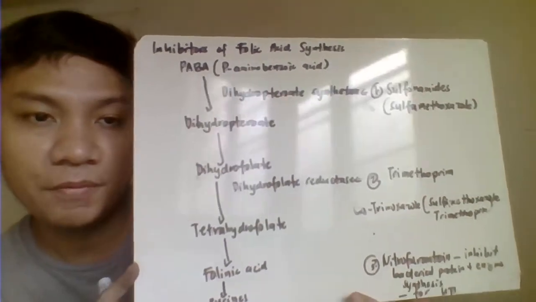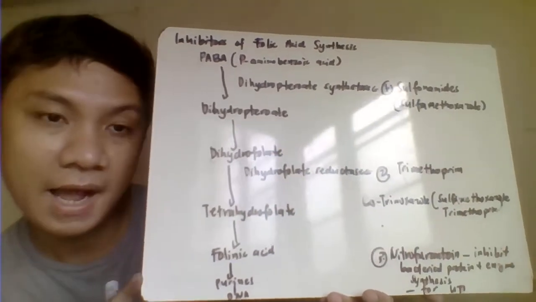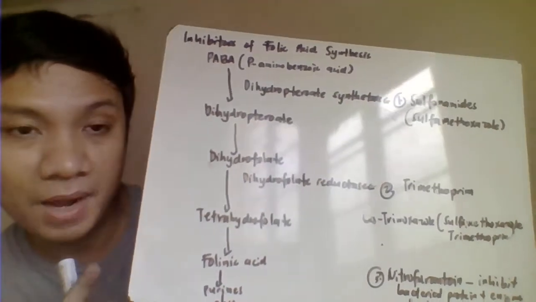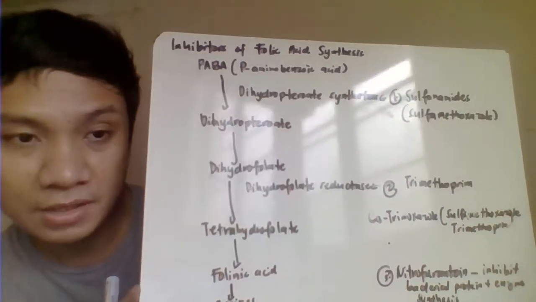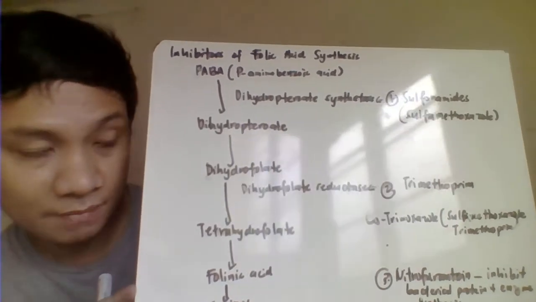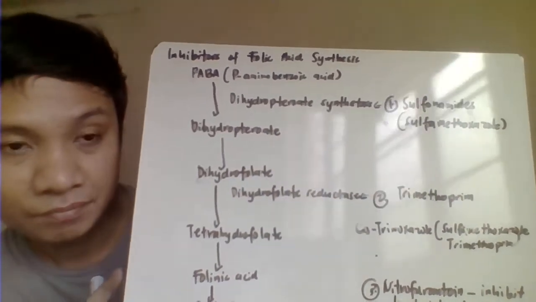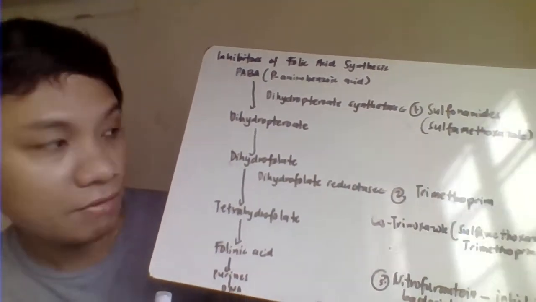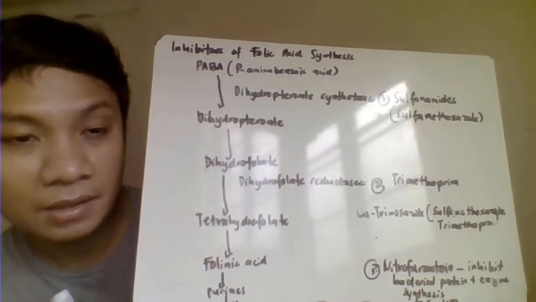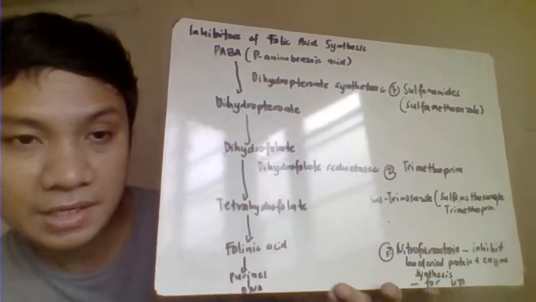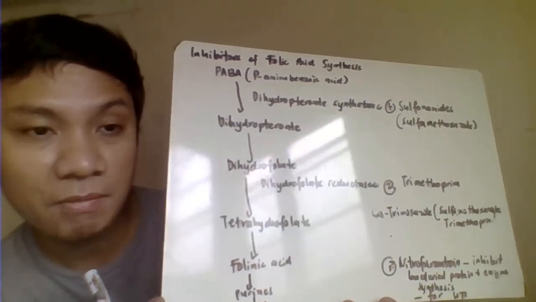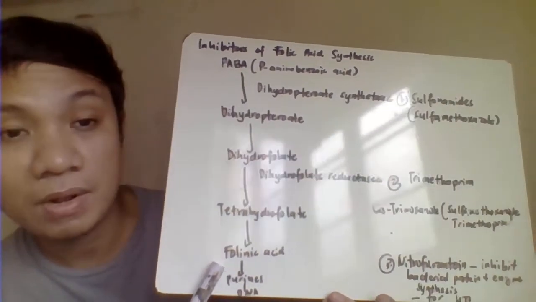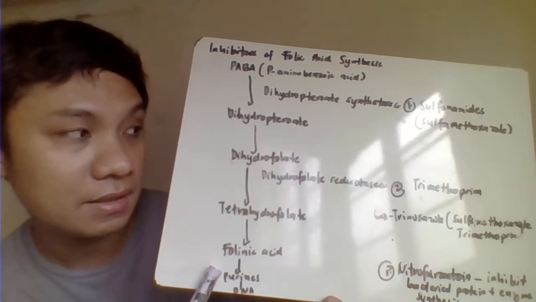Okay, then we have here the group of antibiotics that try to inhibit your folic acid synthesis. So we have here the steps in your folic acid synthesis. We start with your PABA or para-aminobenzoic acid converted to your dihydropteroate by the enzyme dihydropteroate synthetase. Then we have dihydropteroate converted to your dihydrofolate. Then dihydrofolate is further converted to your tetrahydrofolate with the enzyme dihydrofolate reductase, converting that one to your folinic acid, purines, and we have also here your DNA, folic acid.